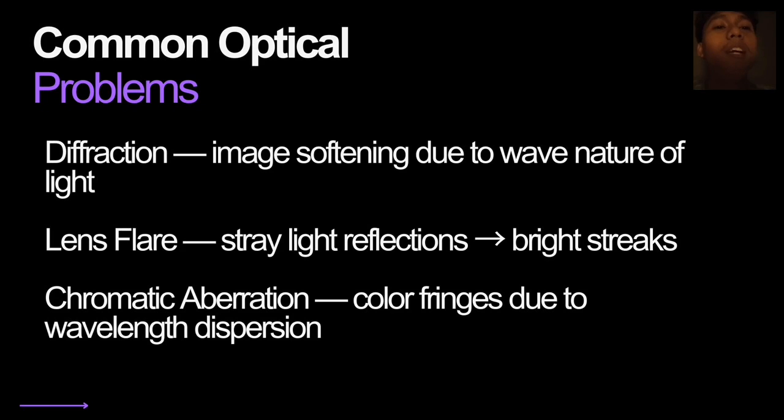So in common optical problems, however, optics still faces challenges due to the physics of light. Diffraction causes image softening because light behaves like a wave. Lens flare happens when stray light reflects inside the lens. Chromatic aberration creates colored fringes because different wavelengths bend differently. These issues remind us that optics is limited by nature itself.